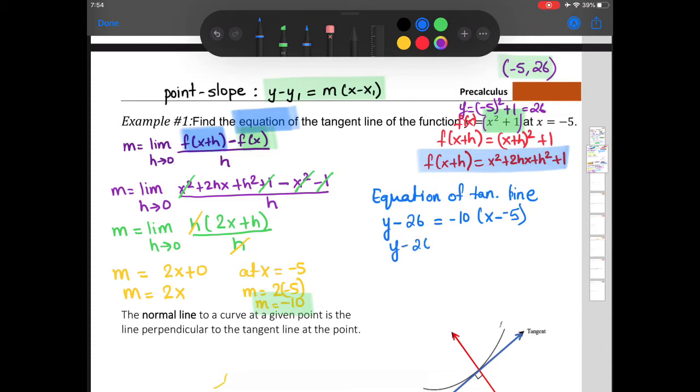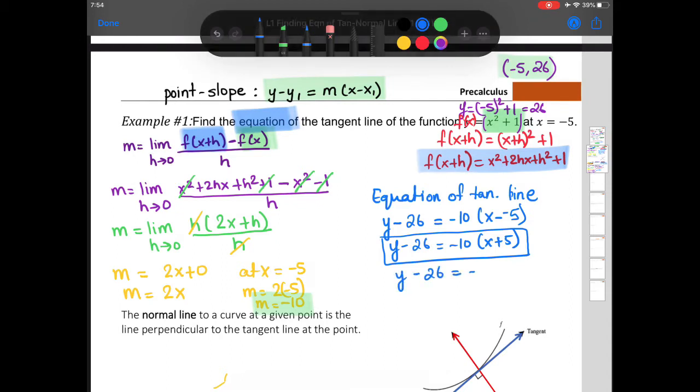I'll just simplify it further. If you want to solve it for y, you can go ahead and do this, right? But we can leave it like that. I'm going to box this here, and I'm going to say I'm fine. If you want to solve it further, I'll just do it so that we all understand what we're doing. Y minus 26 equals -10x, which will be -50, right? So when I add 26 on both sides, I get -10x minus 24. So that is the equation.